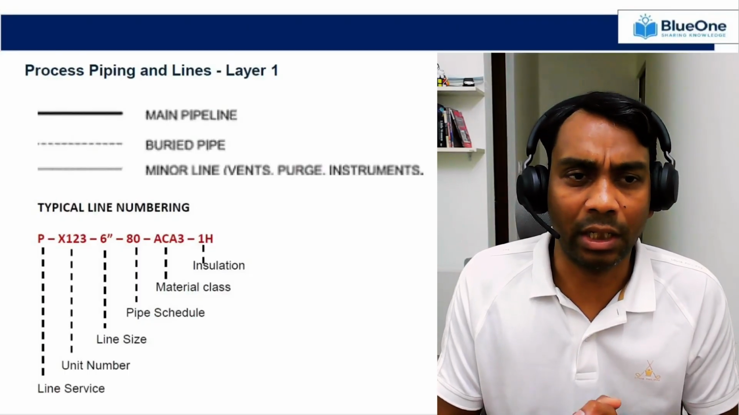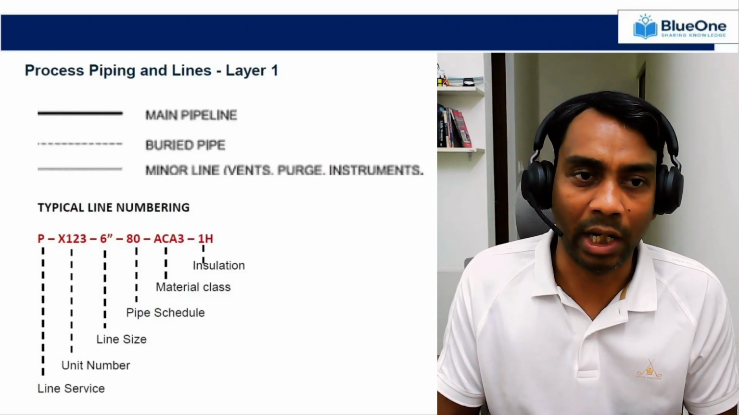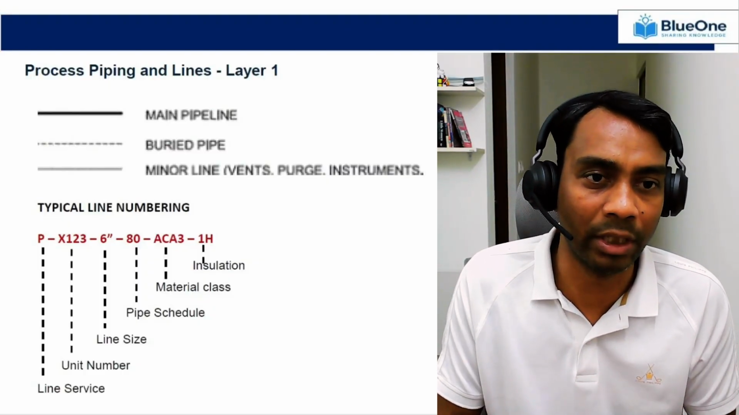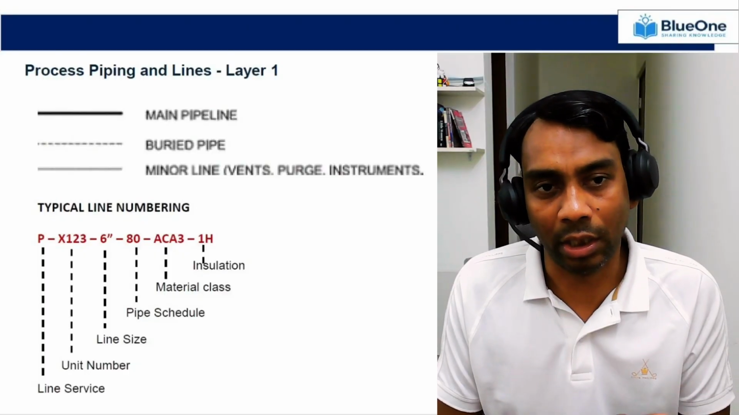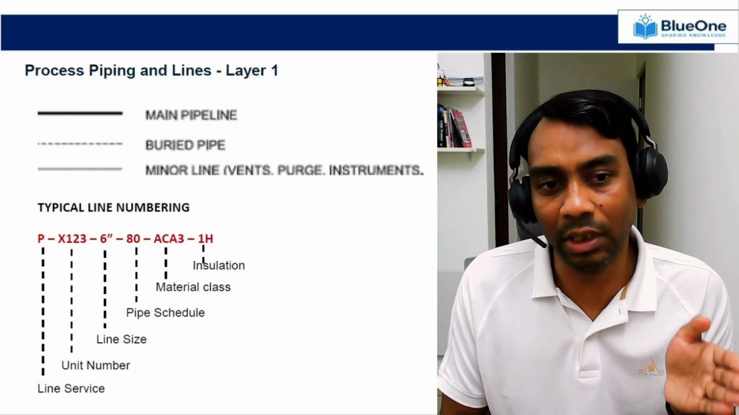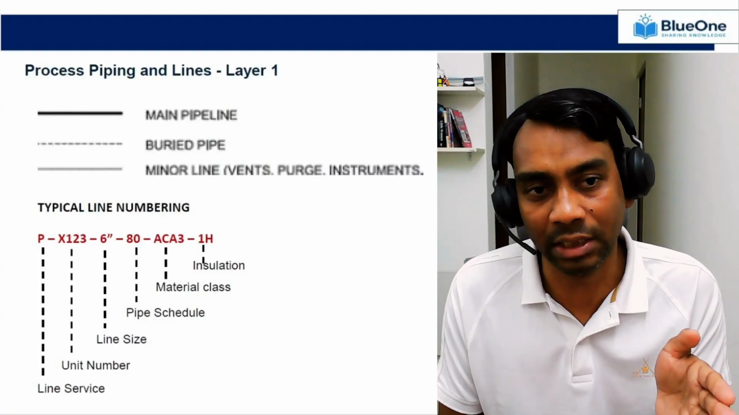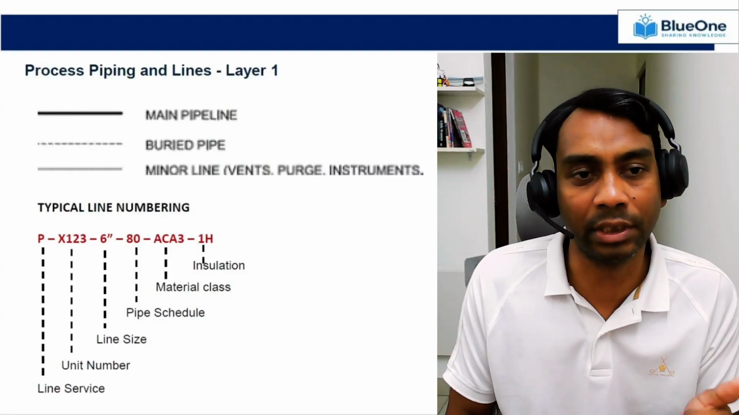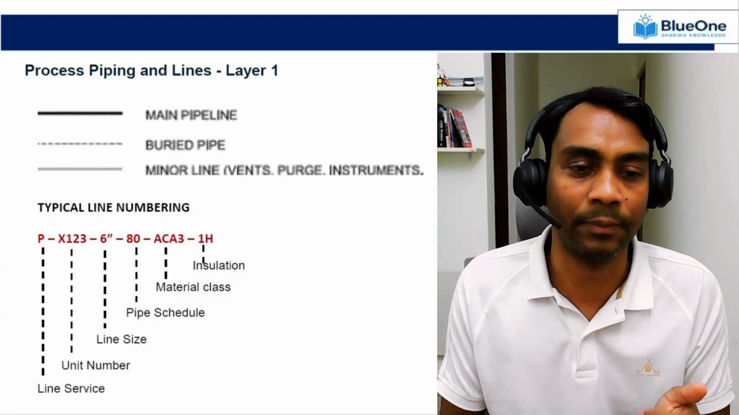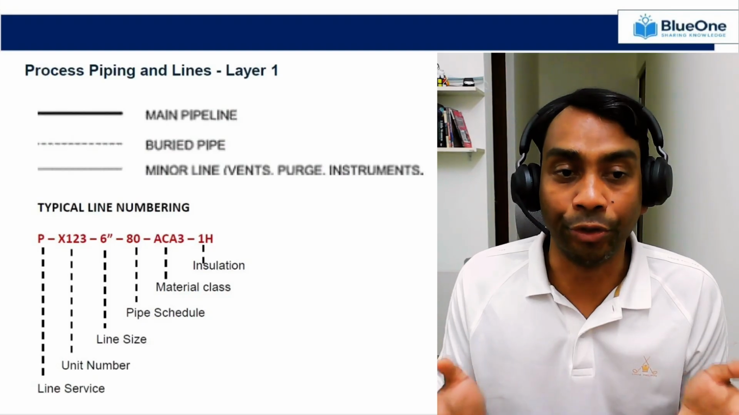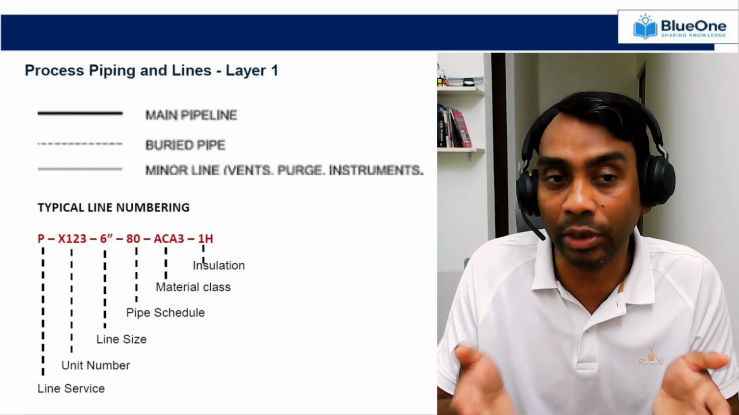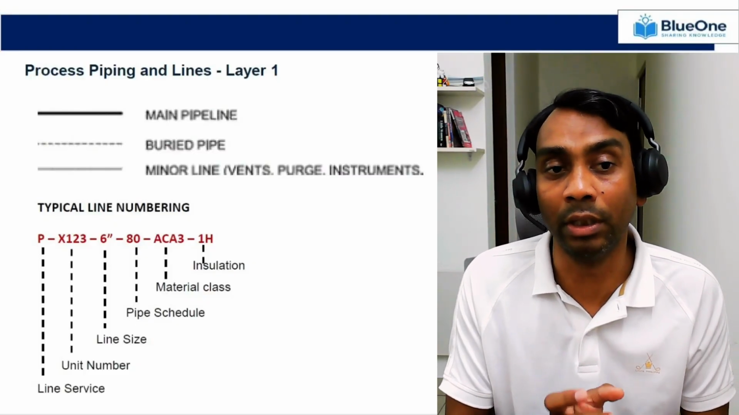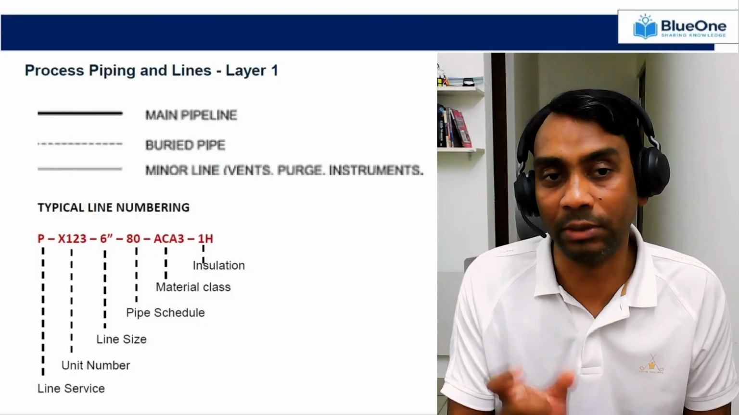If you see any typical pipeline, it will have numbering. And how does this typical line numbering work? I have provided a typical example here. Any particular line number, if you read, it starts with the line service. So your first will be your line service, whether it is hydrocarbon, nitrogen, or air. So that first letter will indicate your line service. The second letter is about your unit number or system number. So for example, it's a utility, it's LNG, it is FCC. That particular unit number will help you identify what this particular system is.